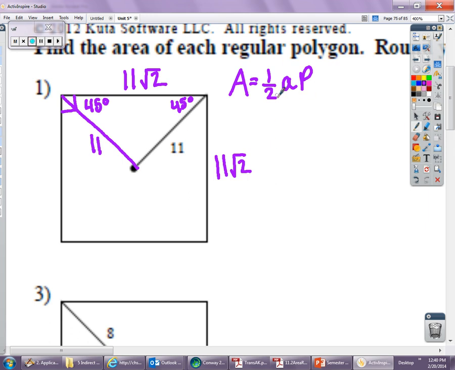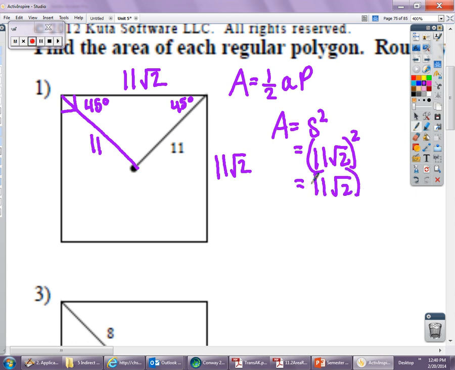So in this case of a square, I really don't have to use my formula with the apothem and perimeter. I can go straight to just one side squared. Therefore, I'm going to plug in 11 root 2, and I'm going to square it. That's going to be 11 root 2 times 11 root 2. And that will give me 121 times 2. 11 times 11 is 121, and root 2 times root 2 is 2. So therefore, 121 times 2 will give me 242. Okay? And that's going to, again, be in units squared.